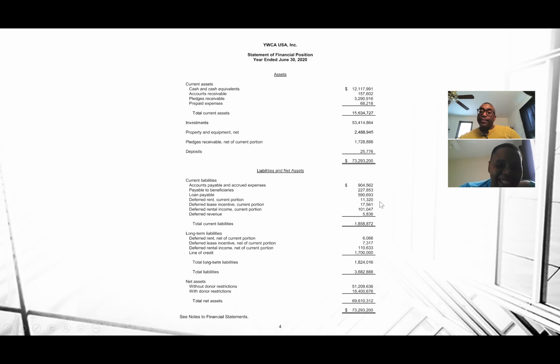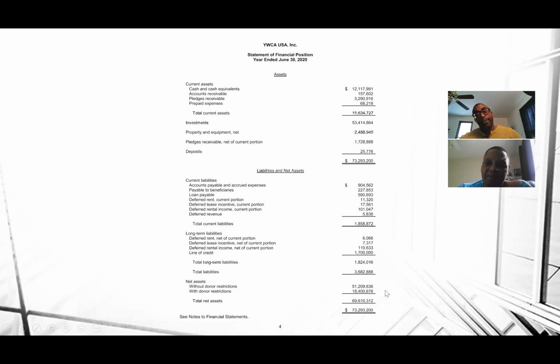This gives you an idea of a balance sheet. Here's the balance sheet. And look at what we said: cash, investments, equipment, and receivables. That's assets. Liabilities: accounts payable, and then you have leases, debt. So these are all the liabilities. And here's the net assets for a nonprofit, which is your net worth, the fund balance. They have a very healthy fund balance, $69 million.